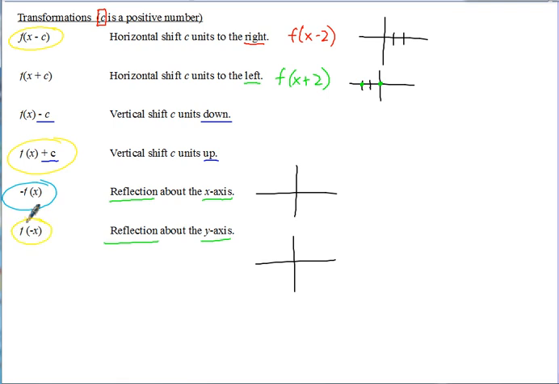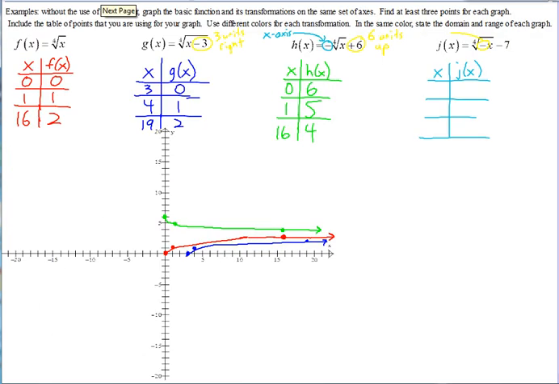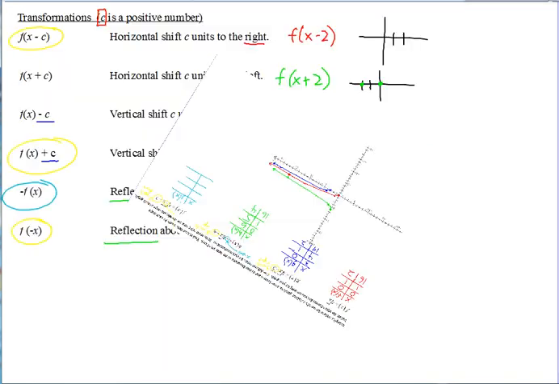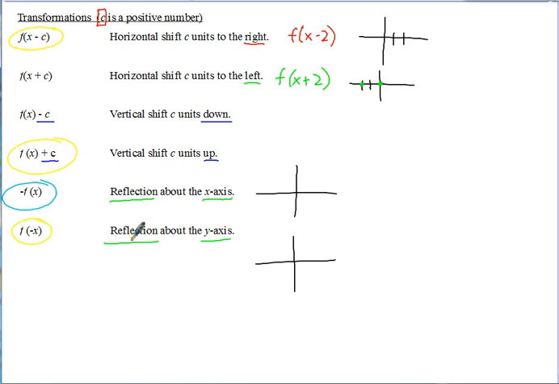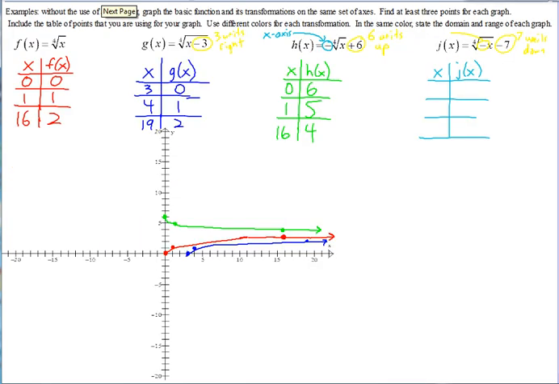Okay. And then we have a minus 7 on the outside. That's 7 units down. So that negative over here, that's a reflection about the y-axis. And then 7 units down. Again, that happens first, and then you shift it down 7 units.